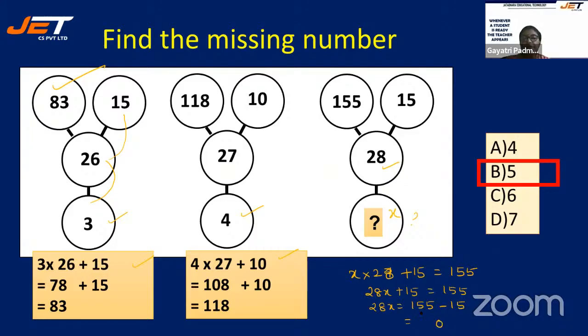What is 155 minus 15? 5 minus 5 is 0. 5 minus 1 is 4. So 28x is 140. X should be 140 divided by 28. So I think x should be 5 because 5 8s are 40, 5 2s are 10, 11, 12, 13, 14. So that is why you have opted your x. So here what number should come? 5. If you take 5, you can substitute 5 into 28 plus 15 and it should give you 155.